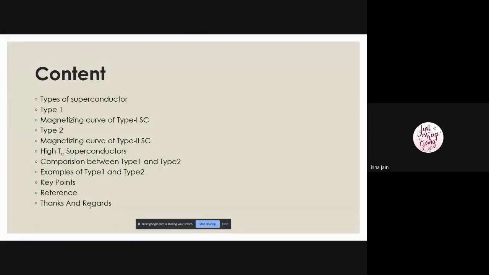So, these are the topics which we are going to cover today. Types of superconductor. Type 1 superconductor, magnetizing curve of type 1 superconductor. Type 2, magnetizing curve of type 2 superconductor. High TC superconductor, comparison between type 1 and type 2 superconductors. Examples of type 1 and type 2 superconductors, and lastly the conclusion.